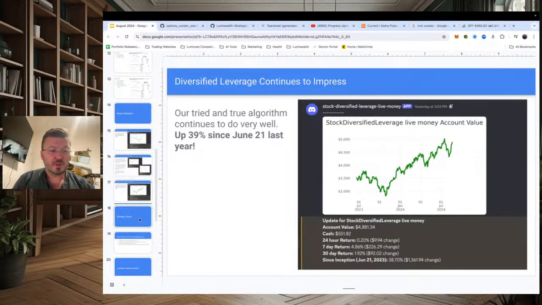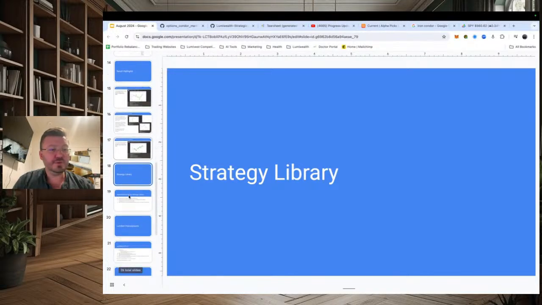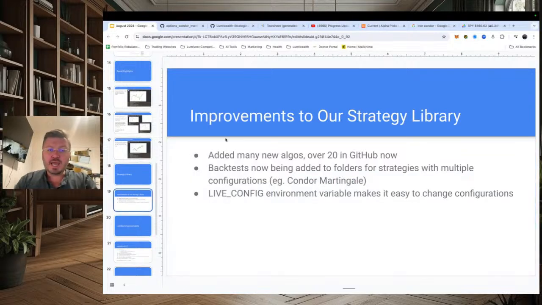Awesome. Cool. Okay, so let's talk about the strategy library really quickly. For those of you that are Pro or All Access subscribers, we have made some improvements to our strategy library that I want to tell you guys about. First of all, we've added a lot of new algorithms. Some of you, when you signed up, there were maybe 3 or 4 in there. Now we have over 20. We have a lot more algorithms in our strategy library.